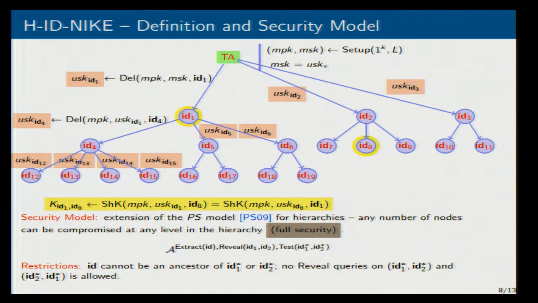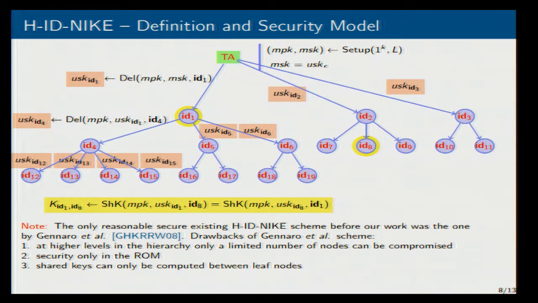For security, we consider an indistinguishability-based security model where an adversary can learn private keys for an arbitrary number of users and can also obtain shared keys between pairs of users, and has to distinguish between the shared key of a pair of users of its choice and a random element. Security in this sense is what we call full security. I didn't mention that, of course, we have to consider some restrictions to avoid trivial wins.